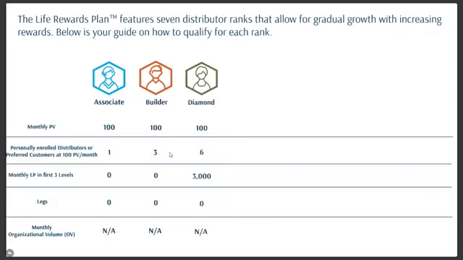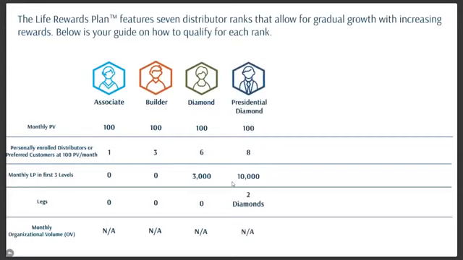The next rank is the diamond rank. Again, 100 PV. Then you need to double the amount of personal enrollees. Half of these personal enrollees have to be on your front line. The other 3 can be somewhere else in your downline organization. And this is the very first rank where we have a 3-level volume requirement, and that's 3,000 PV in those first 3 levels.